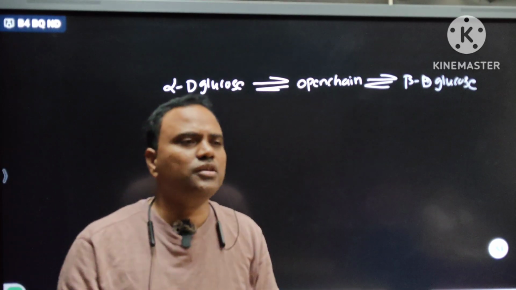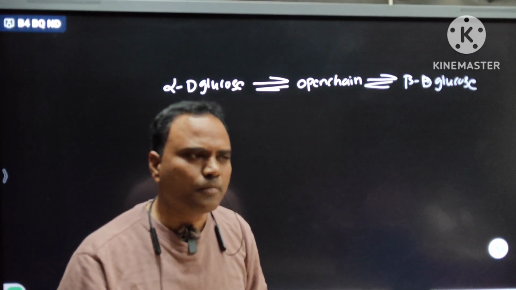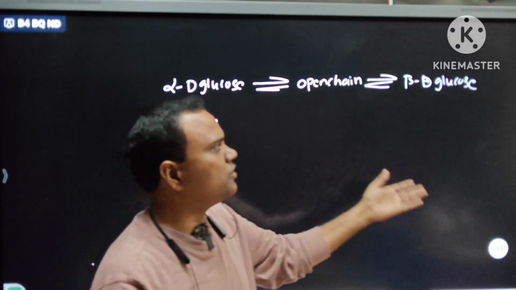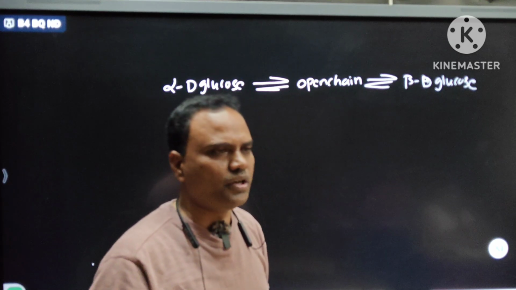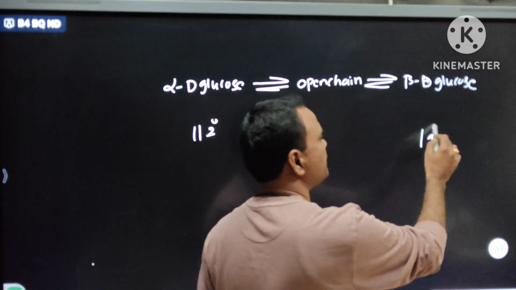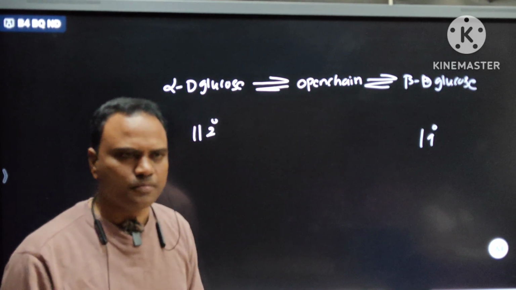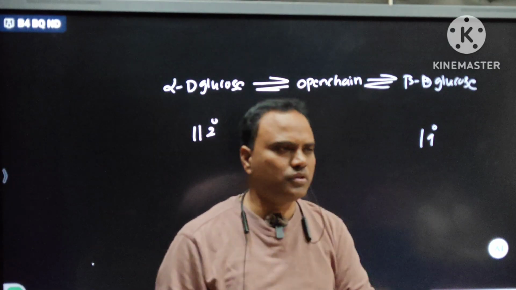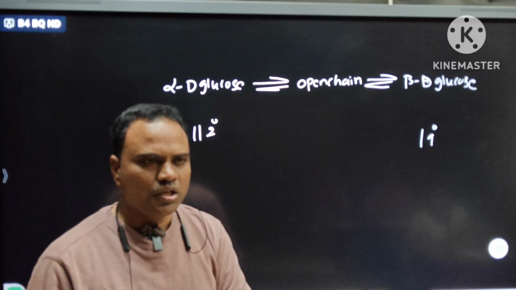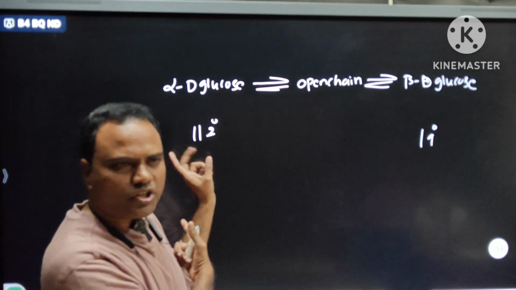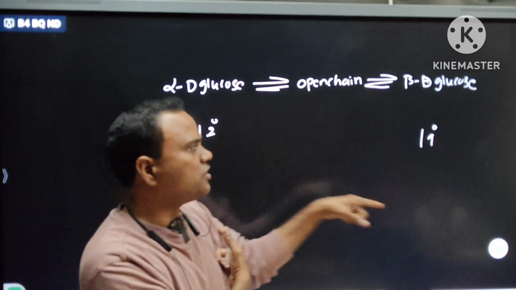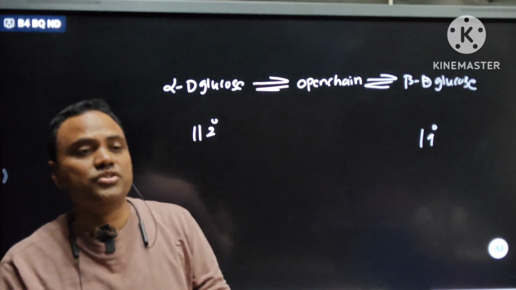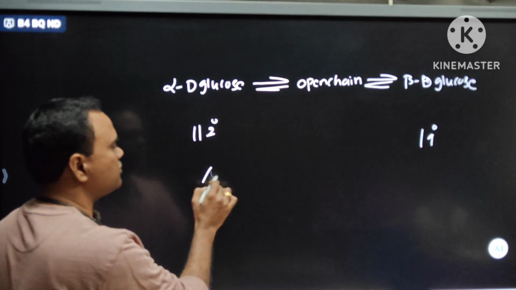When you keep alpha D glucose in water, what is happening? Beta D glucose is forming. So beta D glucose has some other specific rotation value, for example take 19 approximately. I am considering, not exact values. Clear? What is the specific rotation here? 112. After some time it is changing to 19. This change is called mutarotation.